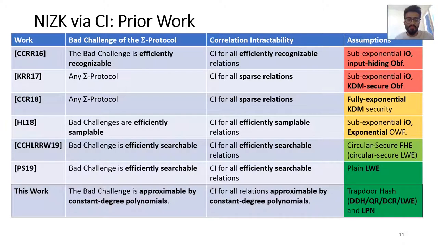More specifically, we observe that the batch challenge for some sigma protocol for an NP complete language can be approximated by constant degree polynomials. And therefore, it's sufficient now to get correlation intractability for all functions that can be approximated by constant degree polynomials. And this is exactly what we do. And we use trapdoor hash and the LPN assumption.